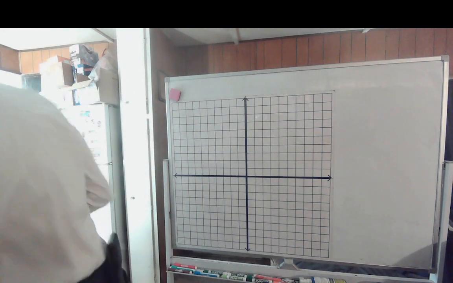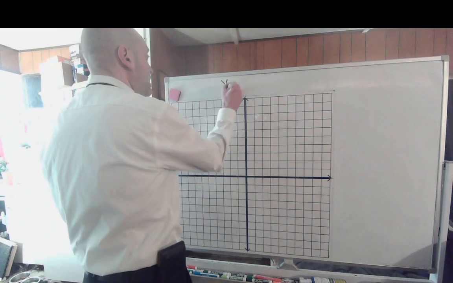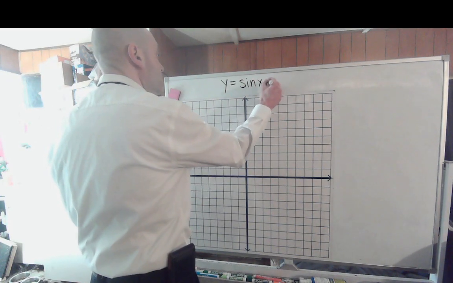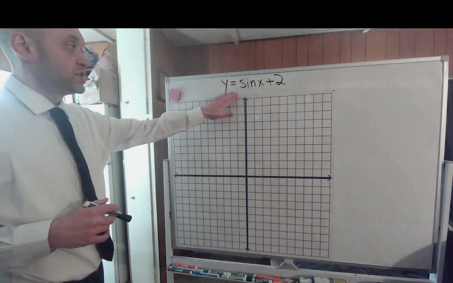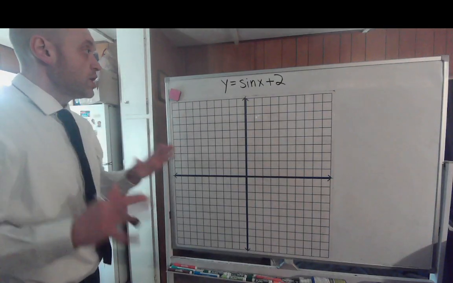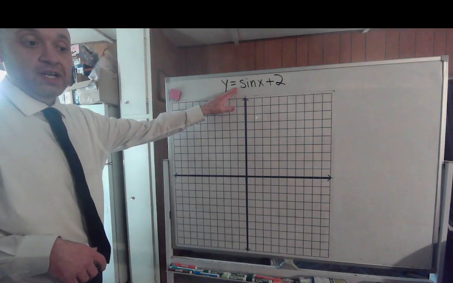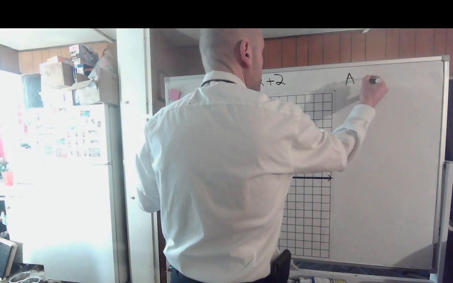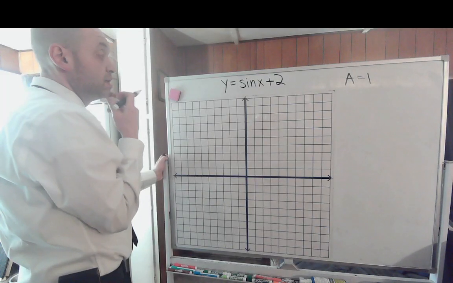Let's do the first one. Say you have y equals the sine of x plus 2. Alright, so let's look for our amplitude. What's the coefficient on the sine of x? It's just 1, right? So that means my amplitude is 1. That's easy enough. Now, let's find the period.